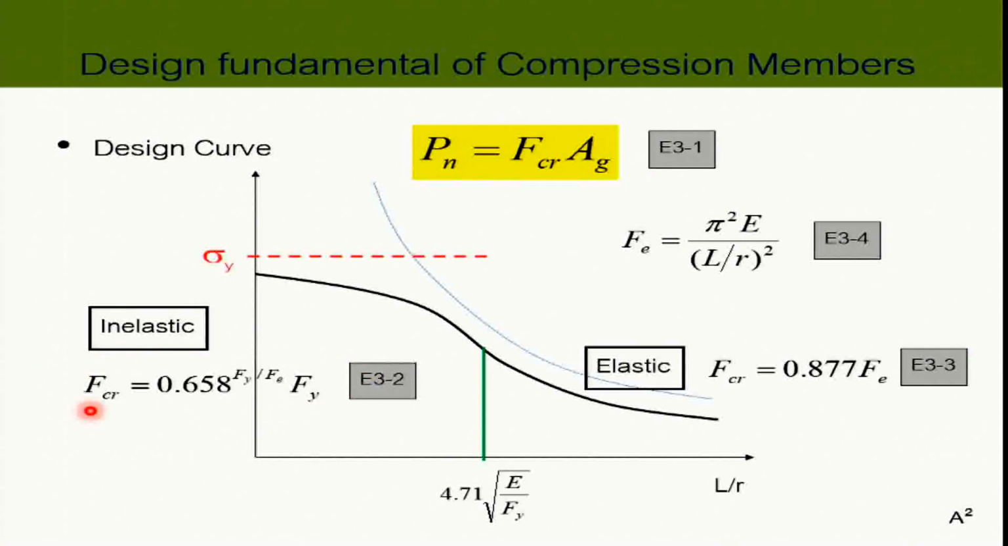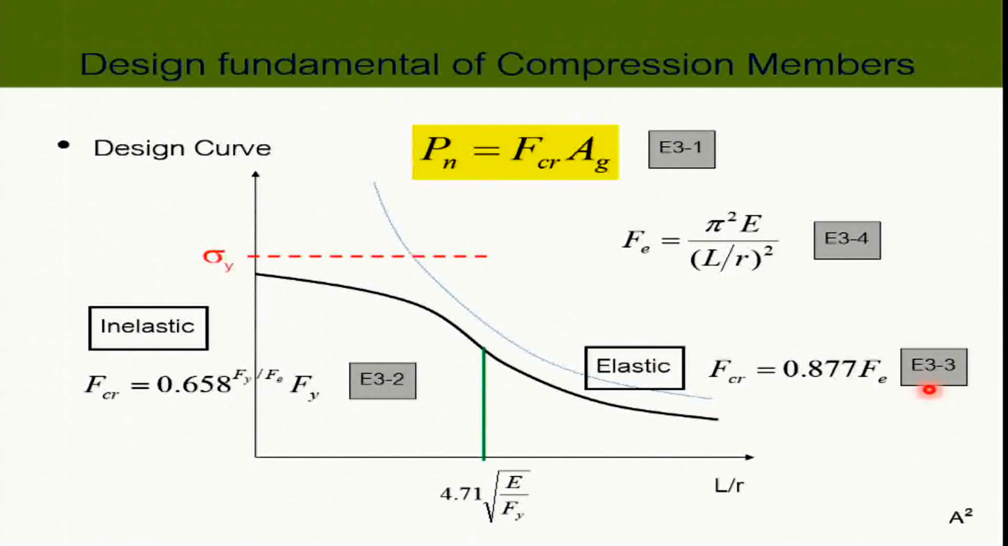Now, in the inelastic region, the critical buckling stress can be approximated by this formula. This is the F critical, the stress that should occur when the buckling of the column occurs. Okay? Notice that this formula is a function of elastic buckling load. That means you're going to have to calculate this elastic buckling load, which is the Euler discovery. When you have this, you plug it in here. And then there is this formula.